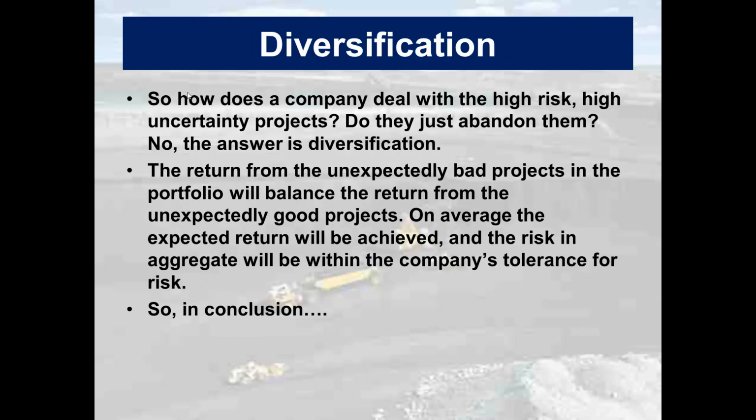So how does a company deal with high risk, high uncertainty projects? Do they just abandon them? No, the answer is diversification. So the return from the unexpectedly bad projects in the portfolio will balance the return from the unexpectedly good projects. So on average, the expected return should be received, and the risk in aggregate will be within the company's tolerance for risk.